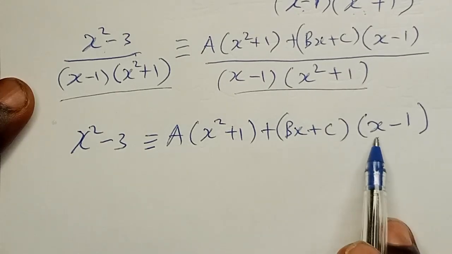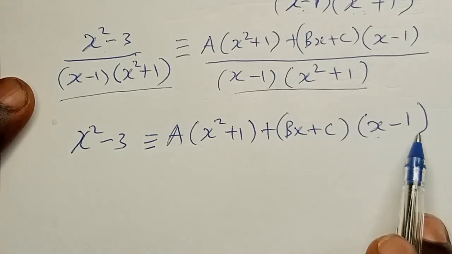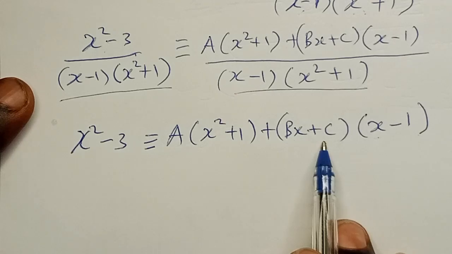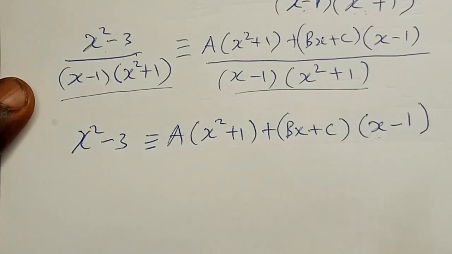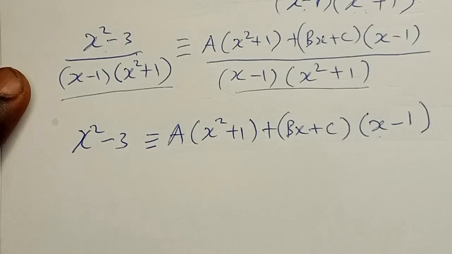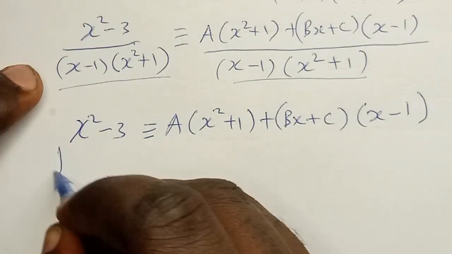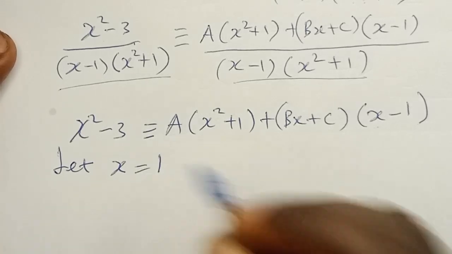If we say that the value of x is equal to 1, then 1 minus 1 is going to be 0, and bx plus c multiplied by 0 will give us all of these as 0. Then it will be very easy for us to get the value of a, which we are going to try. So we are going to state that let the value of x be equal to 1.